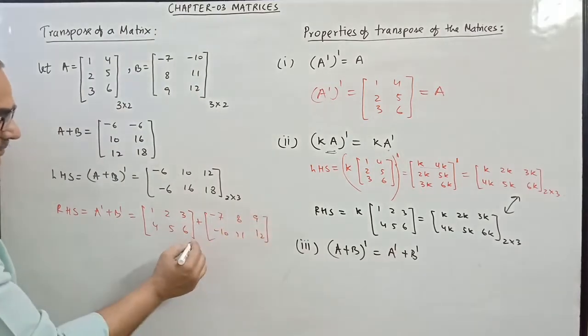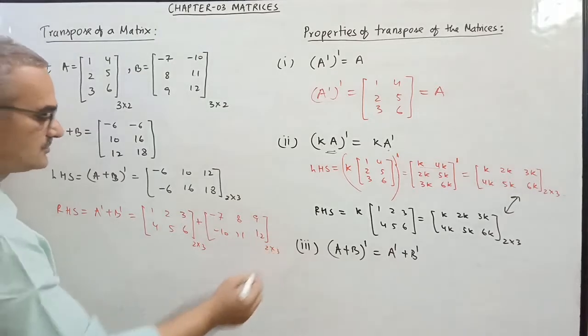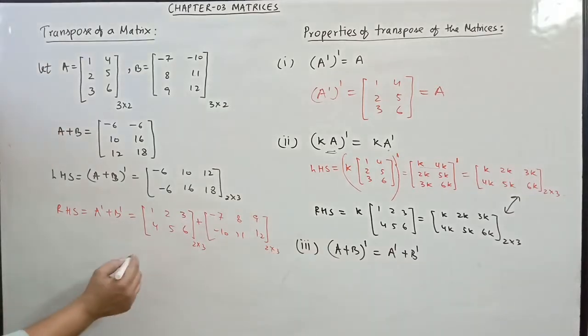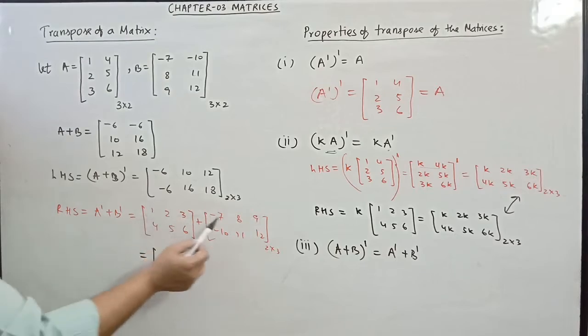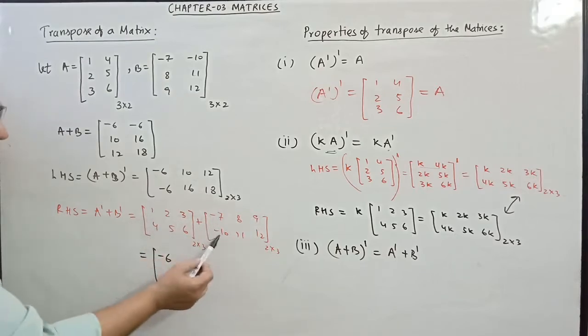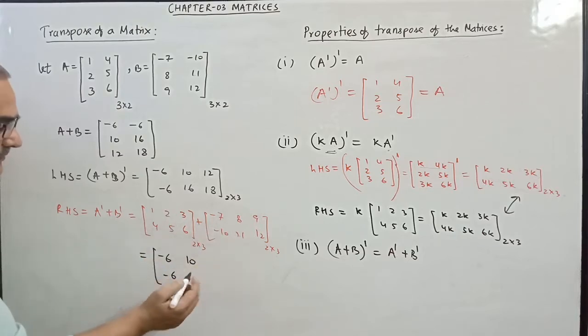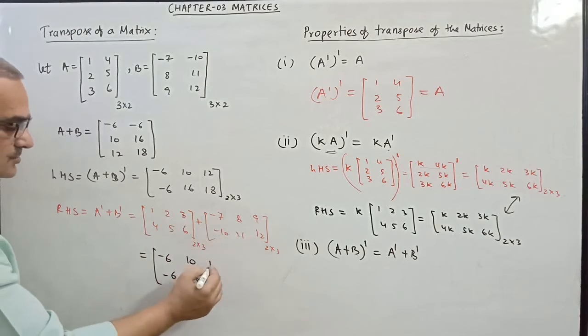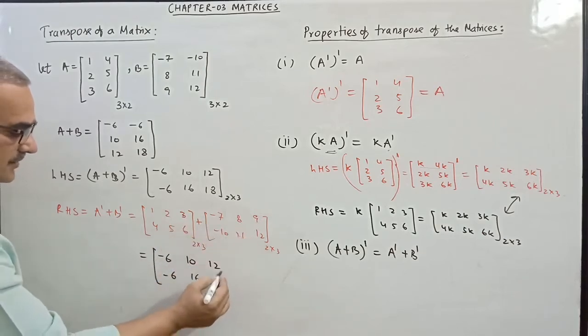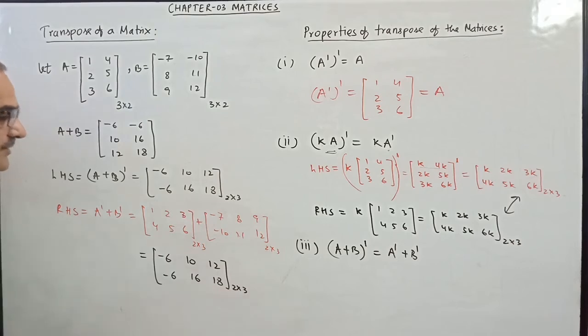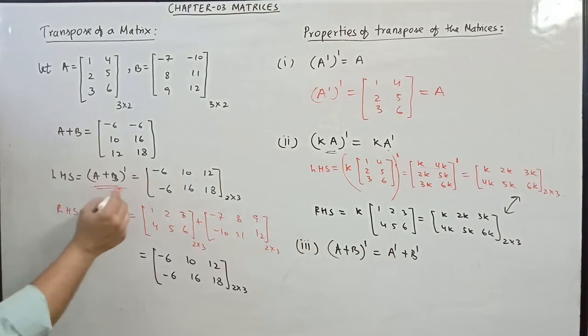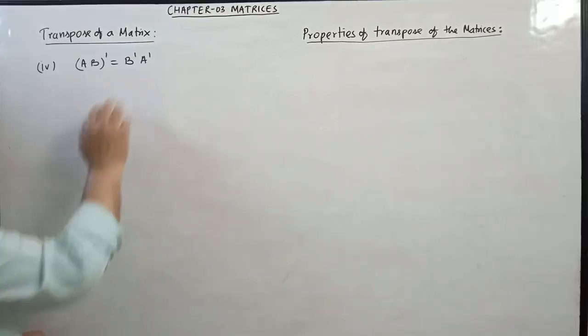And now you have to add, the order of this is 2 by 3, the order of this is also 2 by 3. So now we have to add these two matrices. So 1 minus 7 is minus 6, okay, 4 minus 10 is minus 6, 2 plus 8 is 10, 5 plus 11 is 16, 3 plus 9 is 12, 6 plus 12 is 18, and the order of this matrix is 2 by 3. So what are you seeing here? That both LHS and RHS, they are same, that is A plus B whole dash is equal to A dash plus B dash, okay.